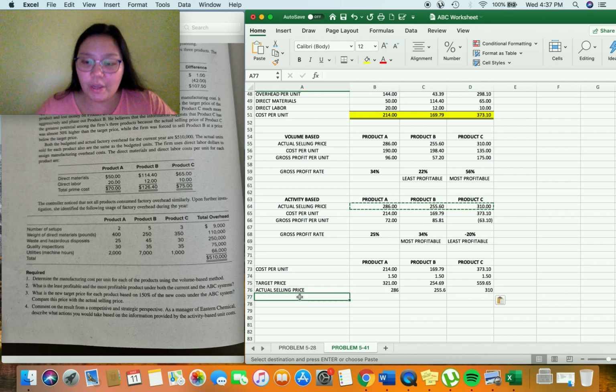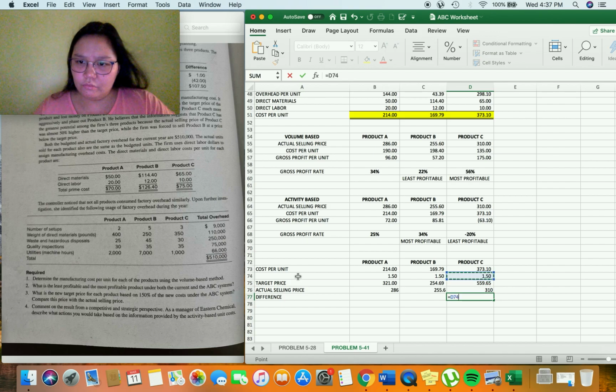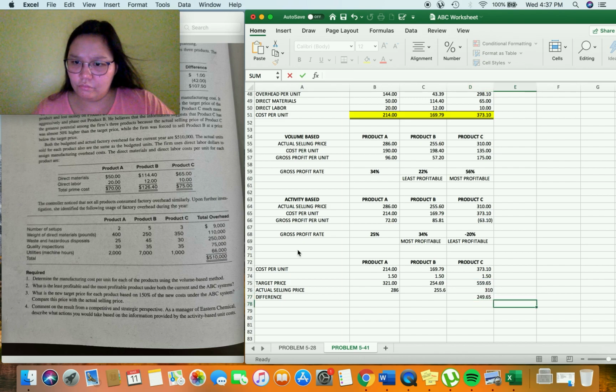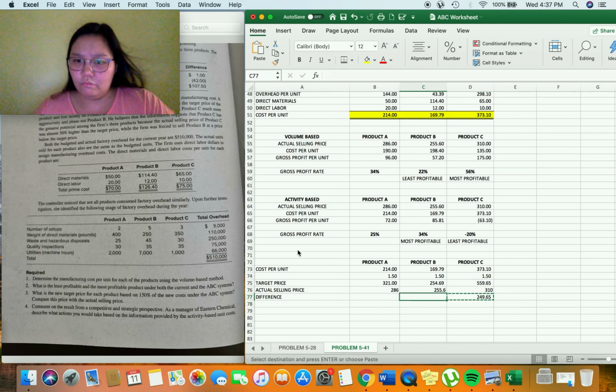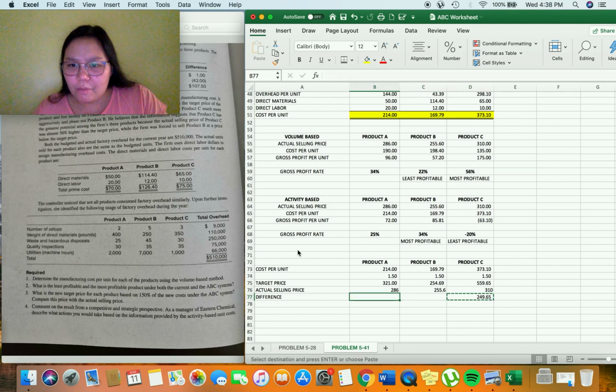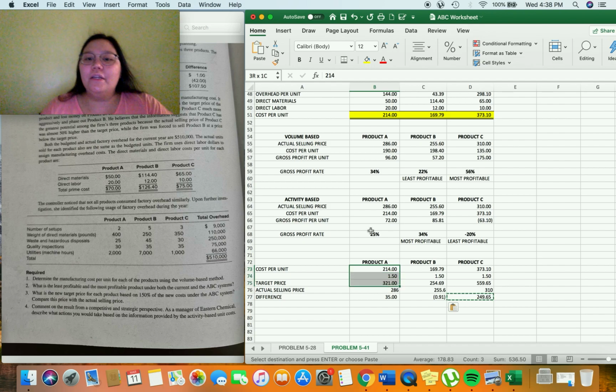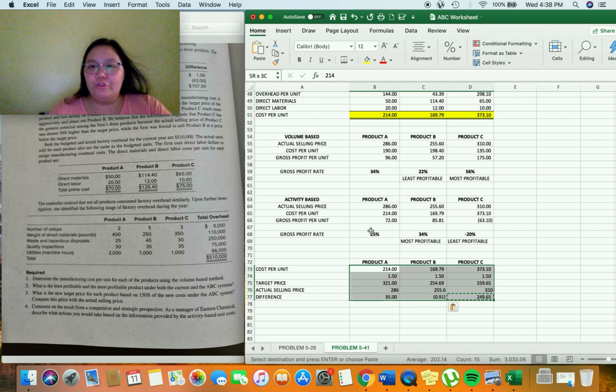And then, of course, we have to get the difference, 'di ba? So, yung difference natin, ay, sorry. Bumabagal na naman yung laptop ko. Yan. Okay. So, ano nangyari? What happened? Any observations?